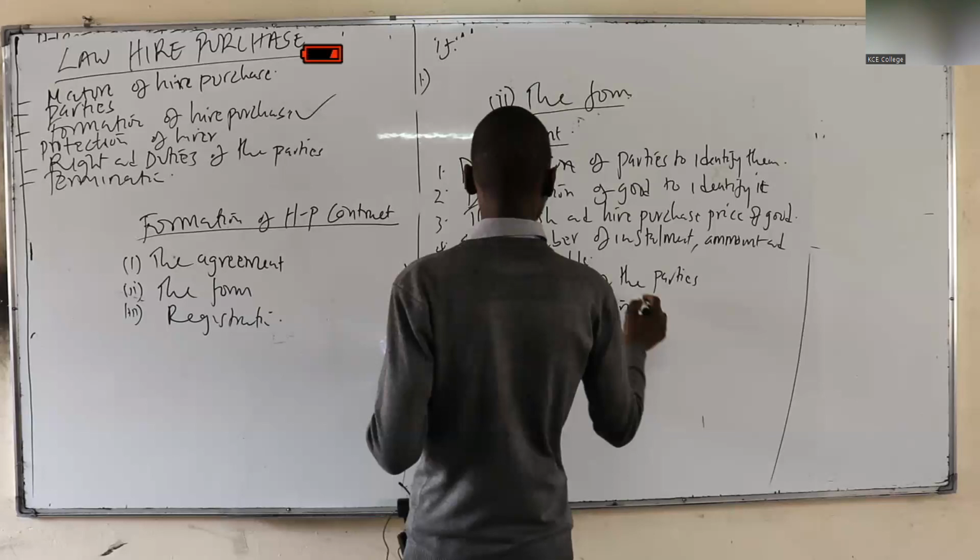Number C, merchantable quality. You say, unless the goods are second-hand and the contract provides so, there is an implied condition that goods will be of merchantable quality.